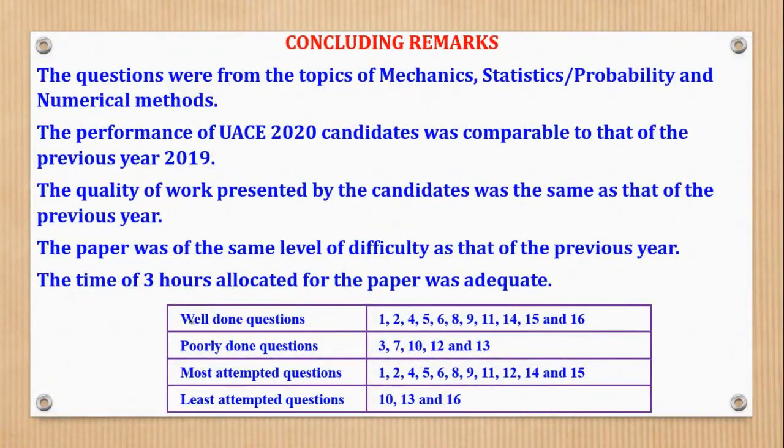So in summary, the well done questions in this paper were these ones, the poorly done were these, most attempted and least attempted. And the paper will always come in three parts. The first part is mechanics, second part is probability, and the third part is numerical. So for mechanics, there will be 3 questions in section A, 3 in section B. Statistics and probability, there will be 3 in section A, 3 in section B. Numerical methods, there will be 2 in section A, 2 in section B.